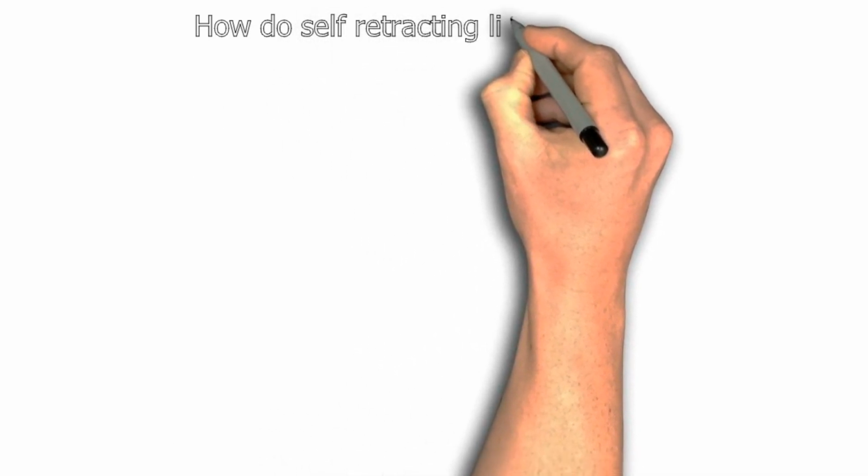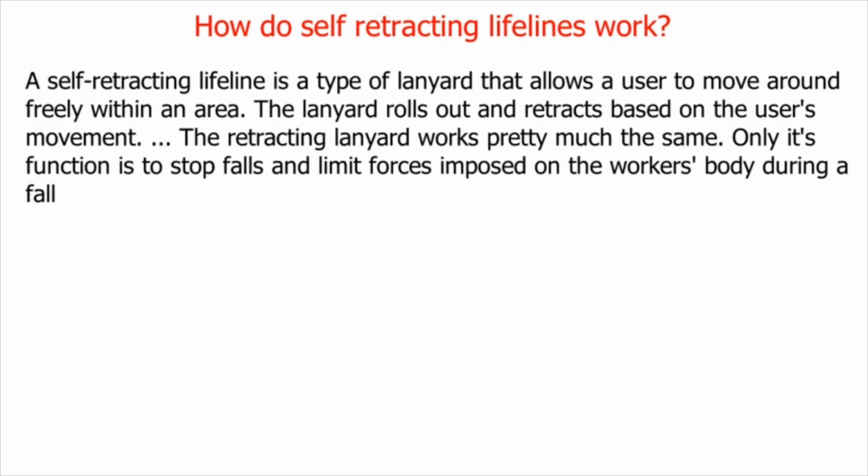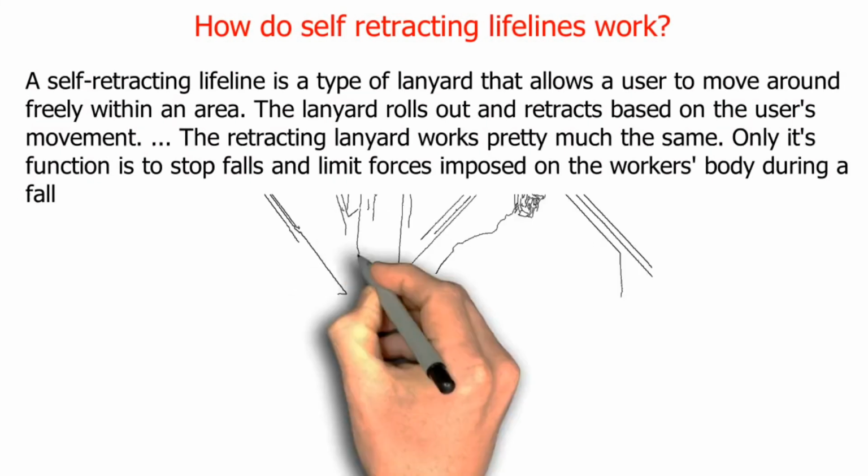How do self-retracting lifelines work? A self-retracting lifeline is a type of lanyard that allows a user to move around freely within an area. The lanyard rolls out and retracts based on the user's movement. The retracting lanyard works much the same, only its function is to stop falls and limit forces imposed on the worker's body during a fall.